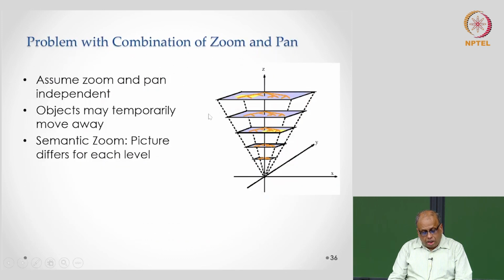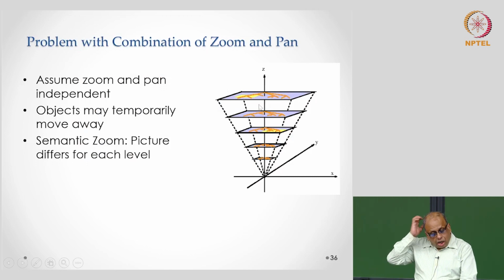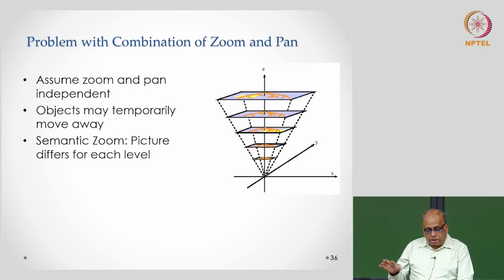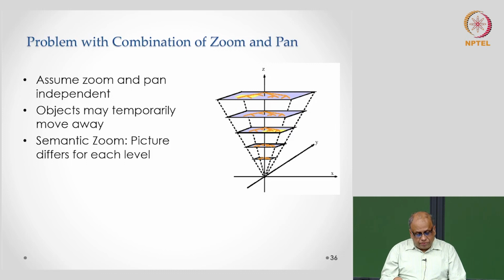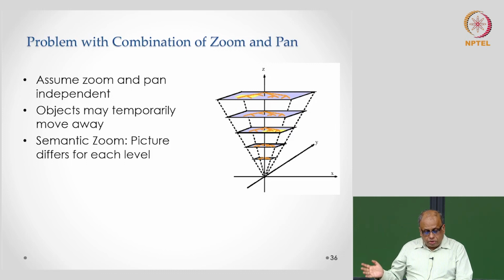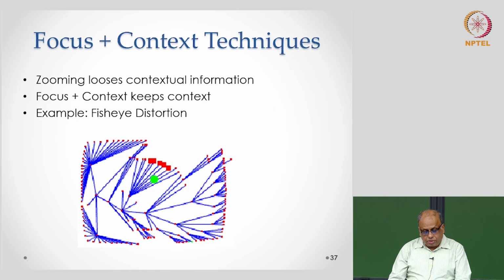So objects may temporarily move away. Especially, you are trying to look at Ahmedabad and orient yourself based on the Narendra Modi Stadium. So you will say, okay, I'm south of the stadium or I'm east of the stadium. But if you zoom further and further, what happens? You may totally lose the stadium and then you are totally lost. So this is a big problem with pan and zoom.